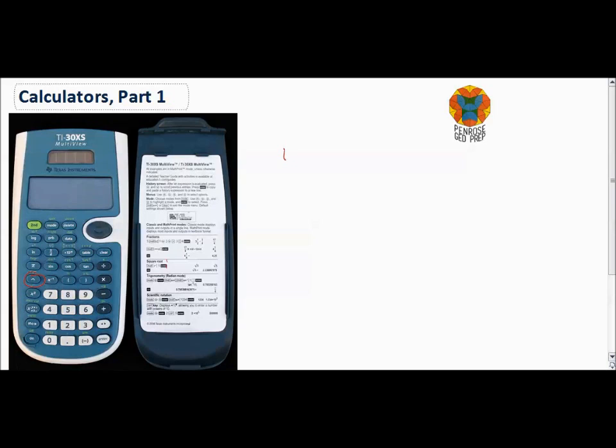Let's say we want to find 4 to the 2, 4 squared. There are actually 2 ways to do that. The first way is to type 4 and then hit the square button. What you'll see is this, and you'll be done. Hit enter and you'll get 16.